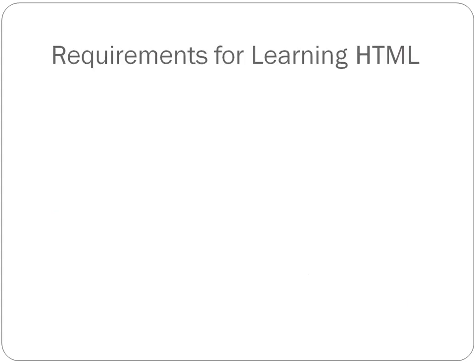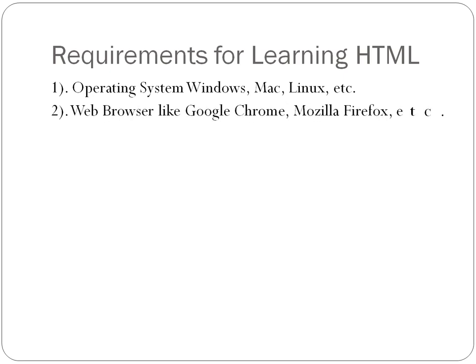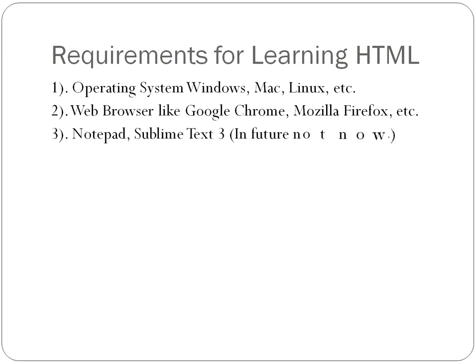The next thing is the requirements for learning HTML. That's the most important thing. What kind of requirements do we need? The first requirement is an operating system, which can be Windows, Mac or Linux. The second requirement is a web browser like Google Chrome, Mozilla Firefox, etc. And the third requirement is a normal code editor. Initially we are going to use Notepad, and soon, when we are comfortable with the fundamentals, then at the intermediate level we are going to use Sublime Text 3, which is a different kind of code editor than Notepad.